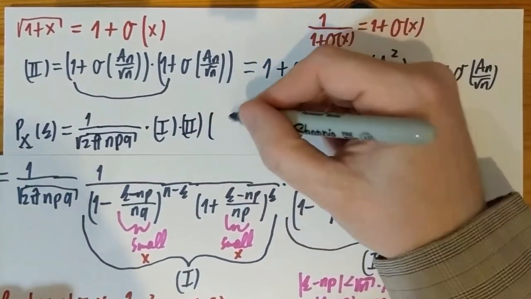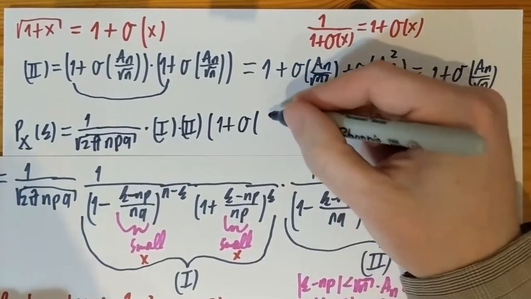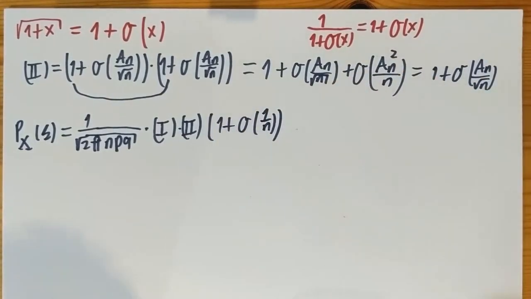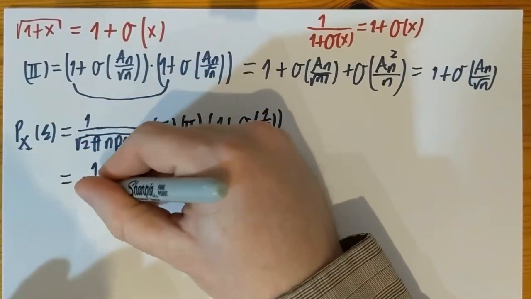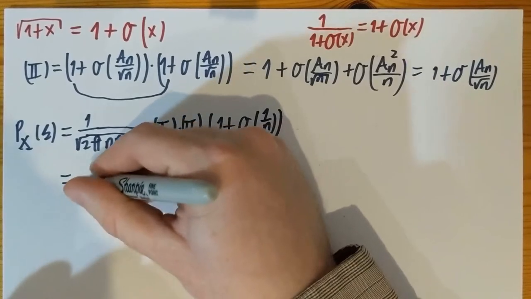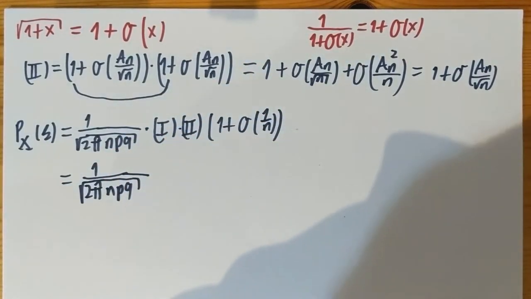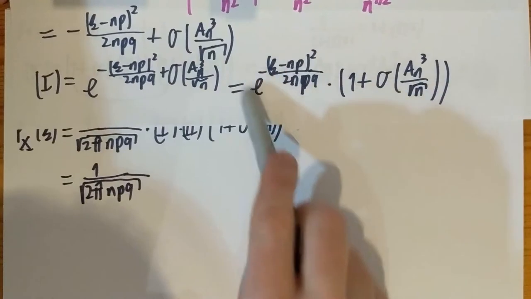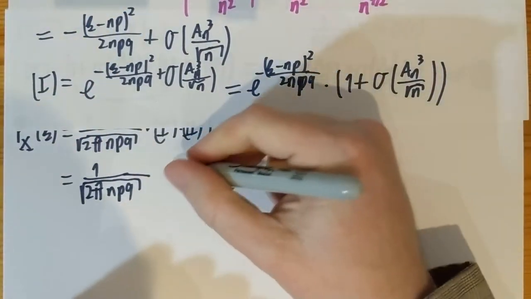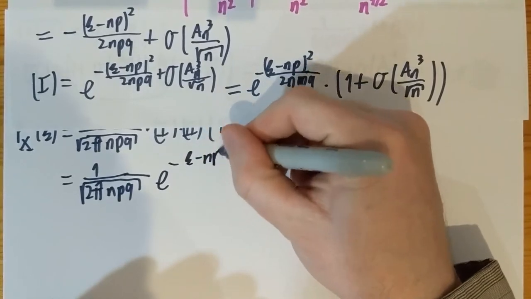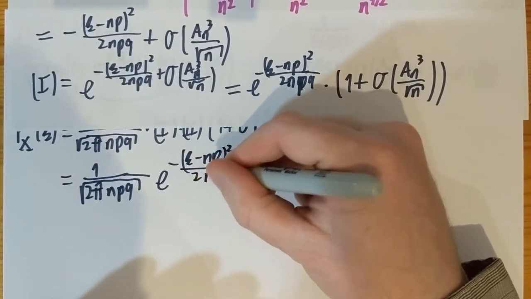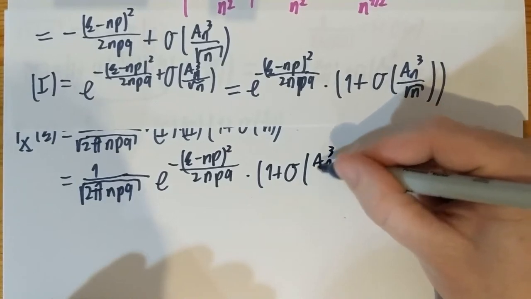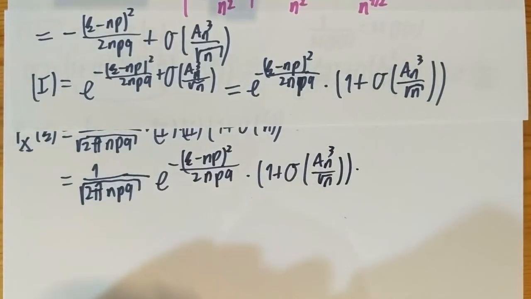Okay, and times an error, 1 plus big O of 1 over n. This was the conclusion we made early on. Now, term 1 is from another part of this proof. So term 1 is here. Term 1 is this exponential times an error, so I'm going to copy that there: e to the minus (k minus np) squared over 2npq times 1 plus big O of an cubed over root n. This is term 1.